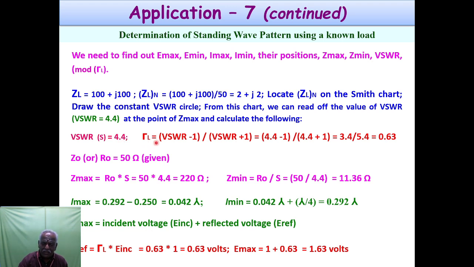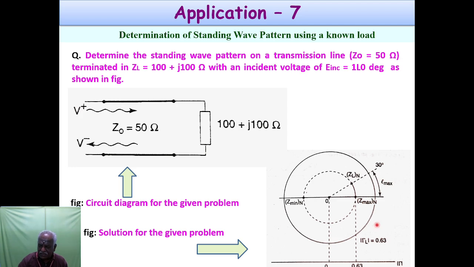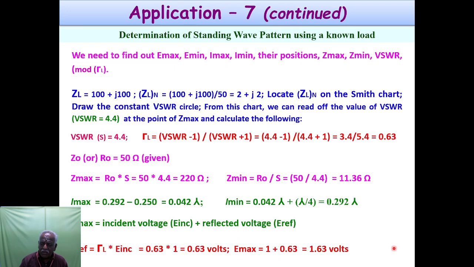Gamma L is equal to VSWR minus 1 divided by VSWR plus 1, that is equal to 4.4 minus 1 divided by 4.4 plus 1. Once the gamma value is determined, it is 0.63. It can also be directly read from the chart. It is given here, gamma is equal to 0.63.